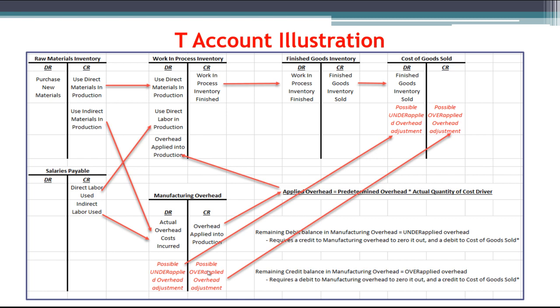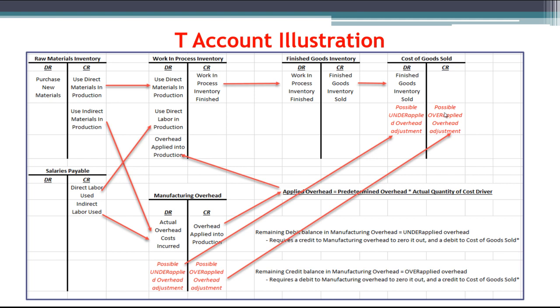I'll get to more on that in just a bit, but let's say it's the other way. Let's say we have a credit balance in the end. That means we applied more overhead than we actually had. So that means there's too much cost in the cost of goods sold. Since we end up with a credit on the manufacturing overhead, that means we have to debit it to close it out for that amount. And then the credit to that journal entry goes to cost of goods sold to pull back some of that overhead that really didn't exist.